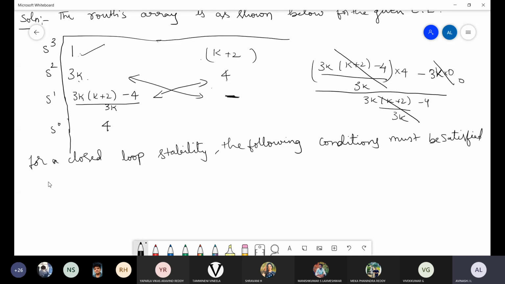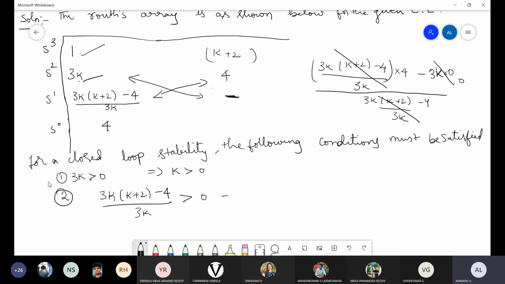So what are the conditions? The first condition is that 3k should be positive. So it implies that k should be greater than 0. Okay, that is the first thing. Fine, k will be greater than 0. The second thing: 3k into k plus 2 minus 4 divided by 3k should be greater than 0.